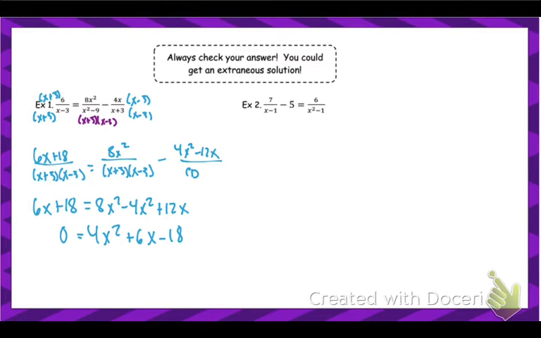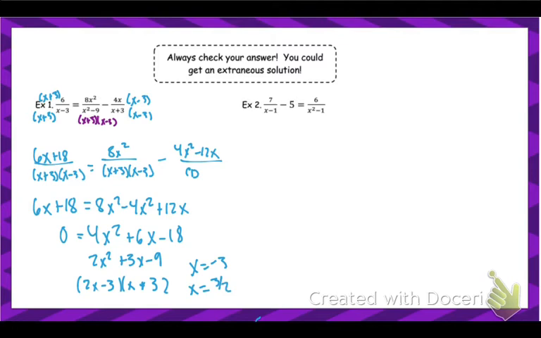Everything here is divisible by 2. And then we can factor. So this is going to factor into, we've got, 2x and x. That should be a minus 3. I mean a plus 3. So that gives me, good. So that gives me my two possible answers. X equals negative 3 and x equals 3 over 2.